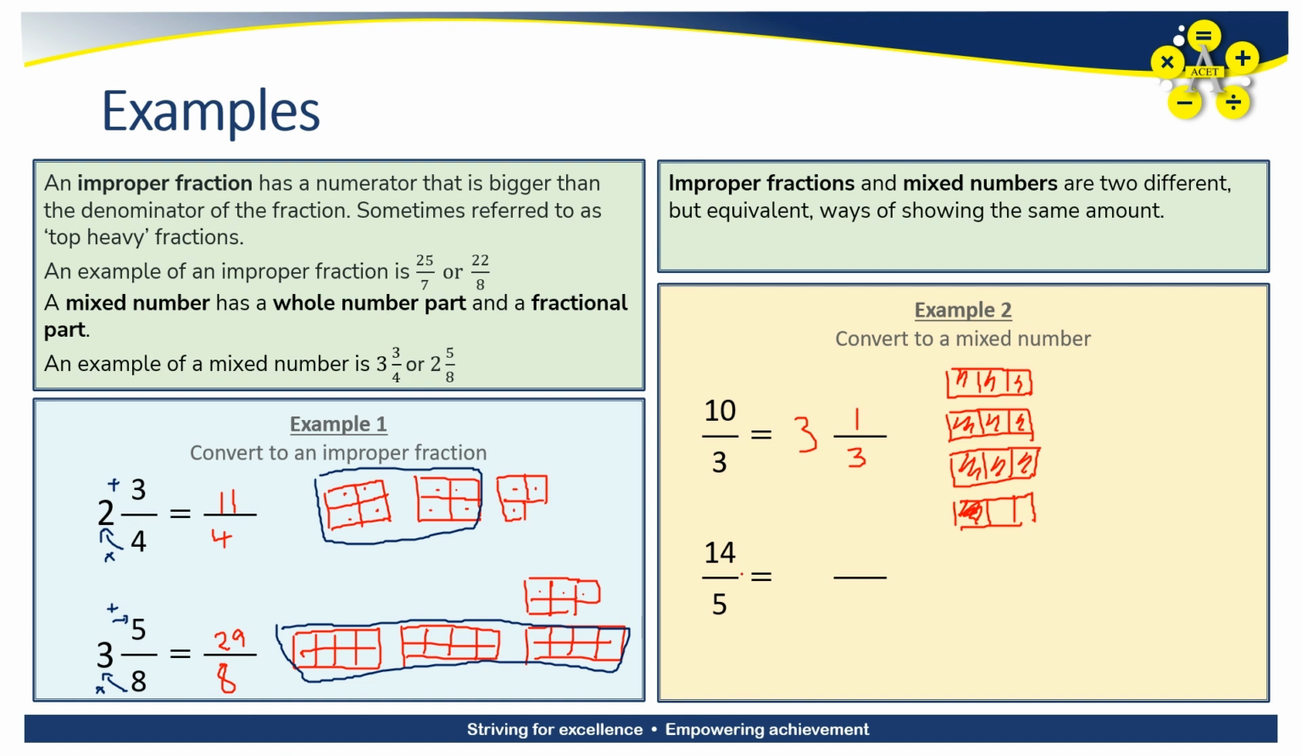And I can do the same with this other diagram. Here I've got 14 fifths. I know my denominator is saying fifths. So I'm just going to draw a diagram split into 5. 1, 2, 3, 4, 5. I'm going to keep going until I can get 14. So that's 10. Draw another one. Now that's 15, that's too many. So I need 1, 2, 3, 4, 5, 6, 7, 8, 9, 10, 11, 12, 13, 14.